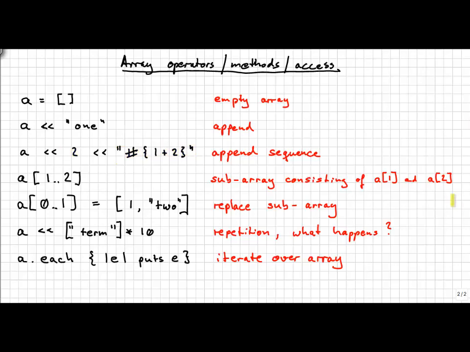You can access the subarray consisting of A at the index position 1 and A at the index position 2 by writing A and then in angular brackets the range from 1 to 2. If you want to replace a subarray with new values, you can do that by again giving the index in the angular brackets. This is the sequence or the range of elements that you would like to replace, and then you introduce the new elements that you want to replace them with.